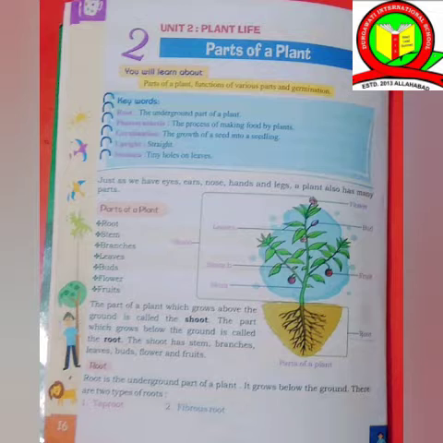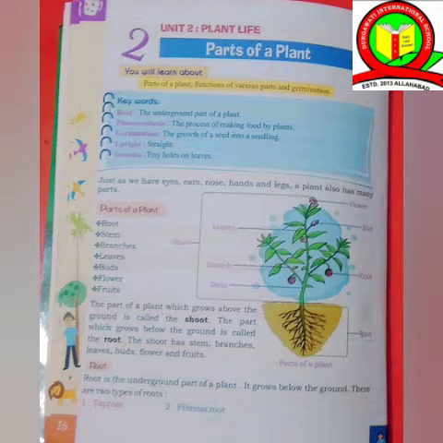The first name is root. The second name is stem. The third name is branches. The fourth name is leaves. The fifth name is buds. The sixth name is flower. And the seventh name is fruits. Besides the name, you can see a picture.